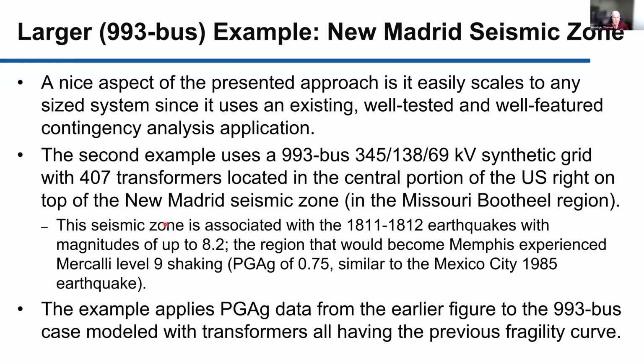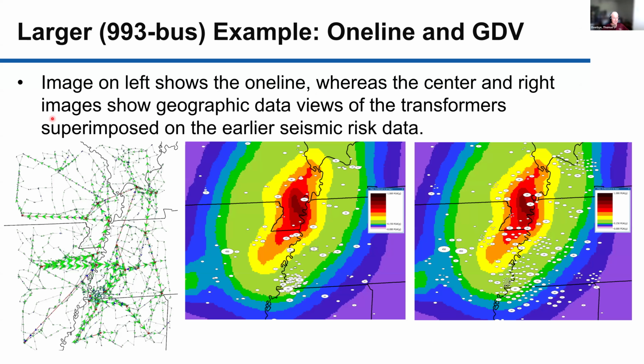Okay, so what I did is I took the PGA data from the earlier figure, and then I used the same fragility curves as before. This is the one line for the case. The green arrows are showing the flow of power. This is the input that I used. I assumed the PGA value at the location just based on what was coming off of the map there.